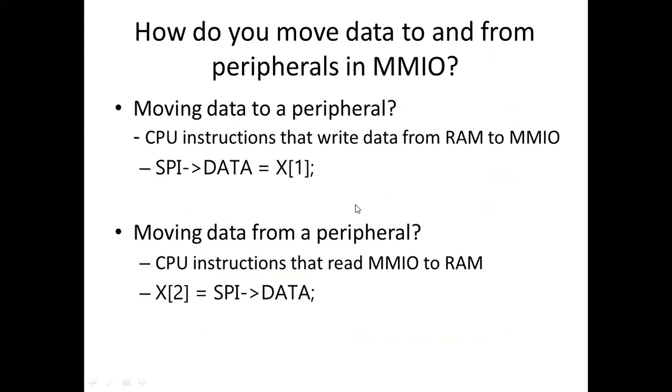Moving data to a peripheral uses CPU instructions that write data from RAM to the memory. This moves the data to the peripheral. For moving data from the peripheral, CPU instructions load the data from memory to the RAM.